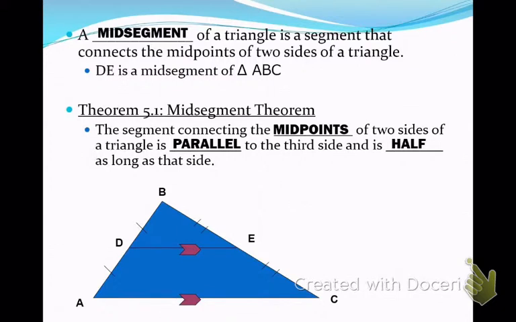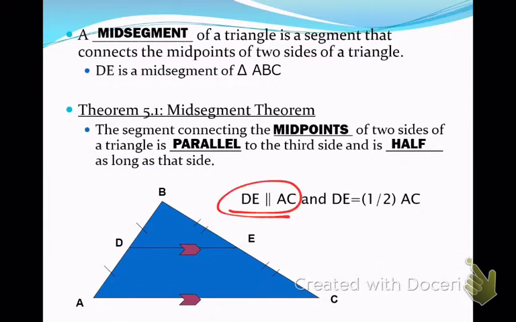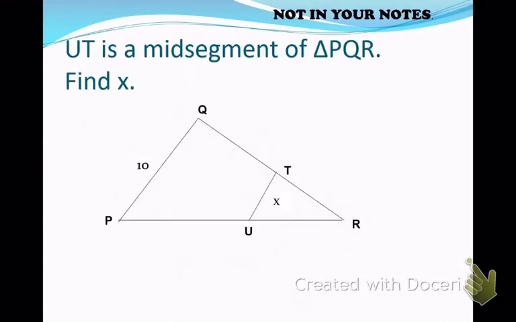So you'll know two things when you hear the word mid-segment, or if you see a mid-segment. One, you'll know that the mid-segment is parallel to the third side, and it's also half the length. So we'll know that DE and AC are parallel, and we'll know that DE is half the length of AC. Okay? And so we can use this idea.